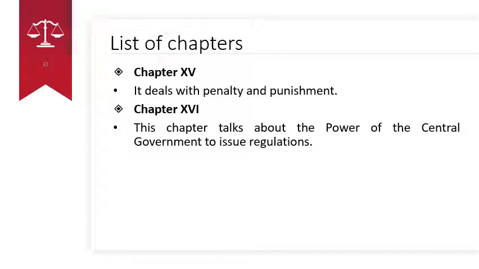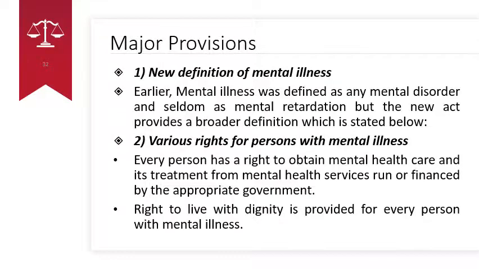Chapter 15 deals with penalty and punishment, and the last chapter, that is 16, talks about the power of the central government to issue regulations. Now we will learn what the major provisions in the Mental Health Care Act 2017 are.